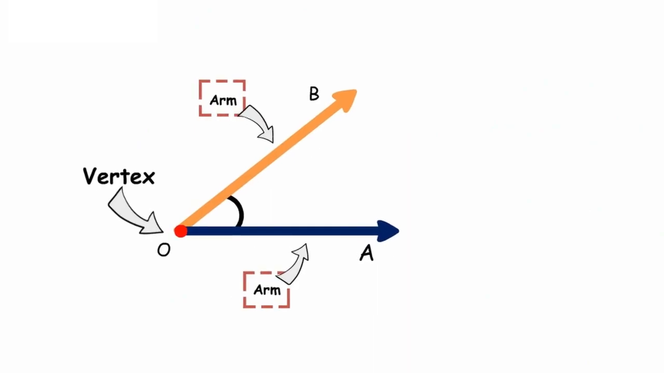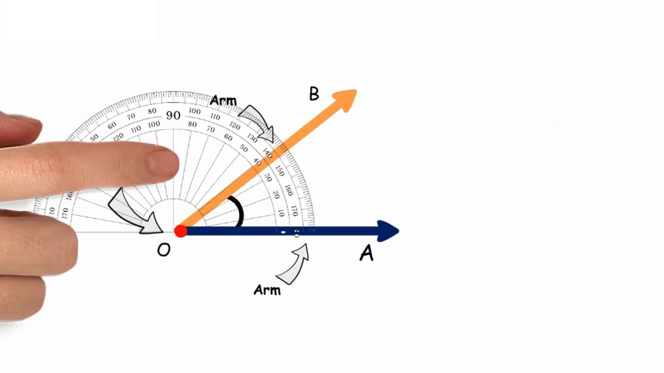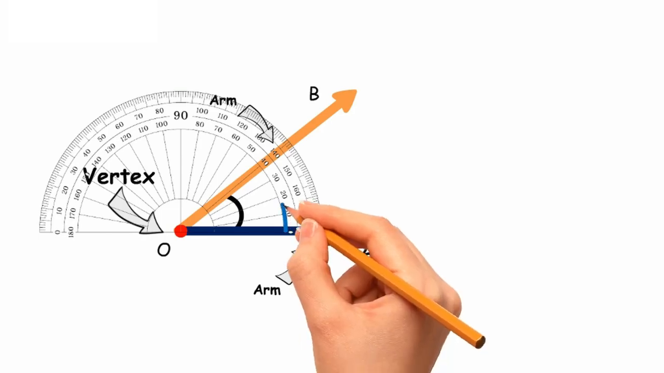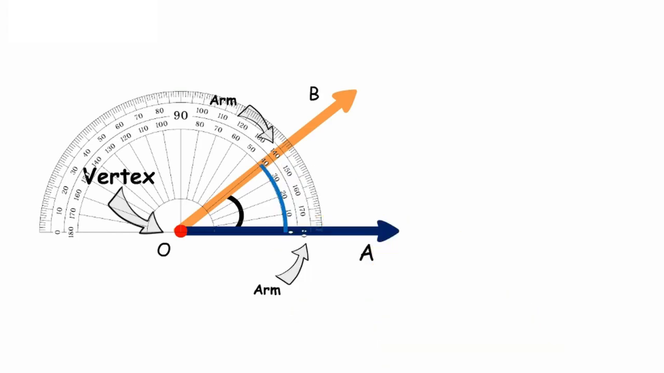To measure an angle, we set one of the two arms on the baseline, such that the vertex should be at the center. Look at the arm on the baseline. Read the measurement on the scale. Start from 0 degrees. It is 40 degree. So, angle AOB measures 40 degree.